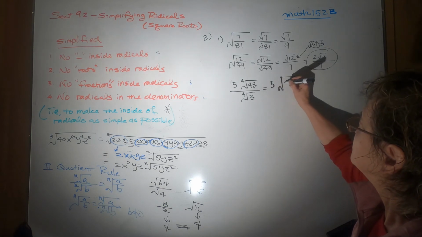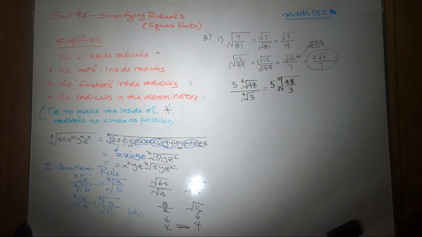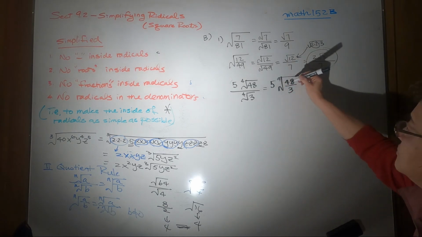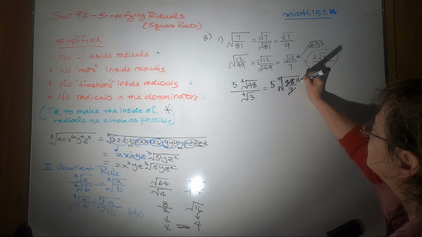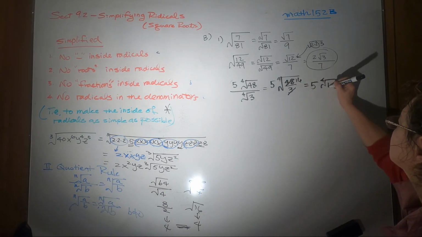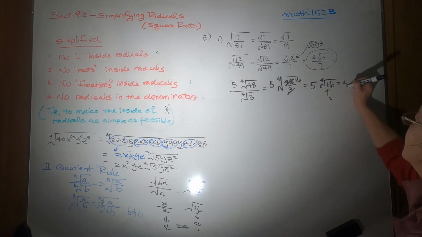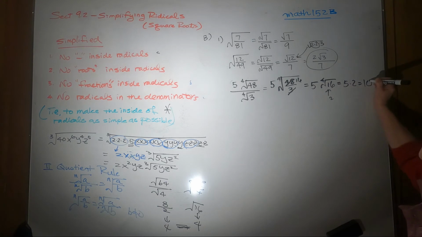Okay, so you would do 48/3. Don't forget your 4th root. Then if you put it together, that would be 16. That would be 5 times the 4th root of 16. And this is a good number. It becomes what? 5 times 2. Then that's how we simplify. Okay?